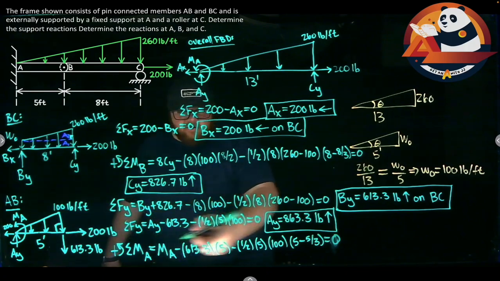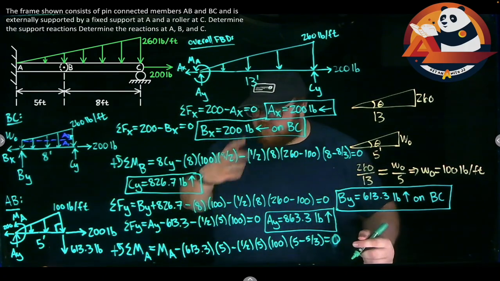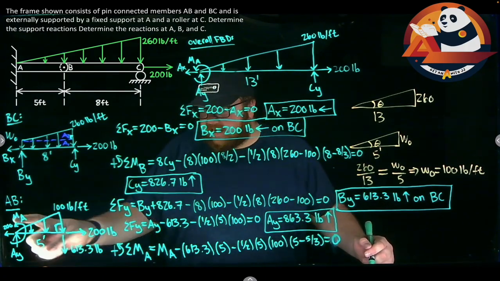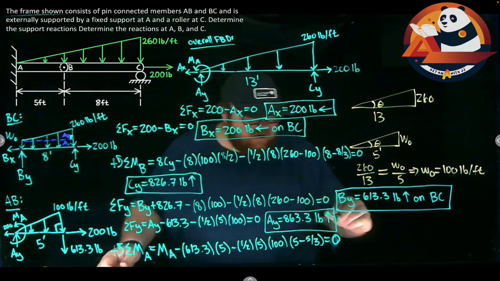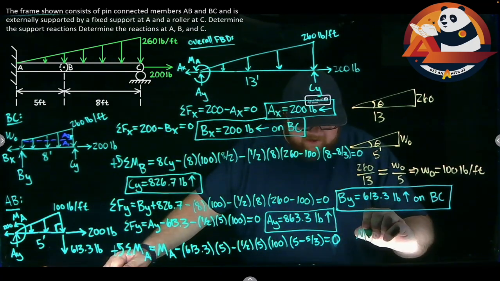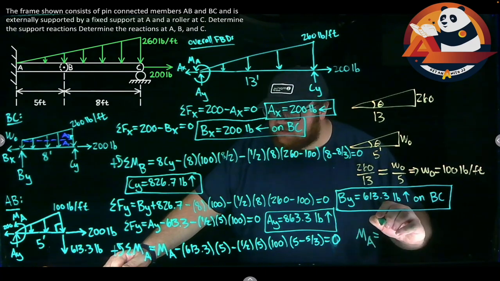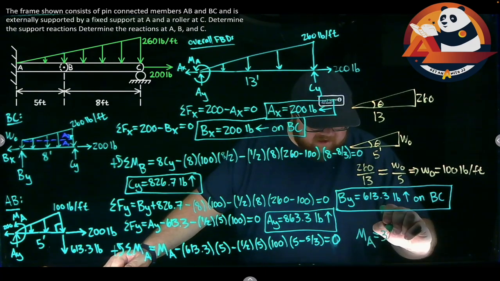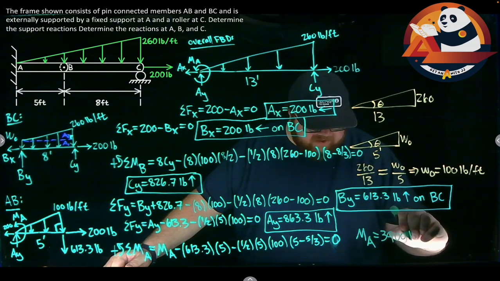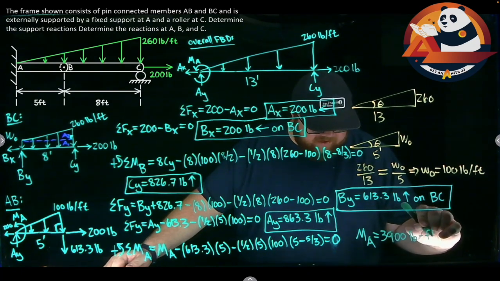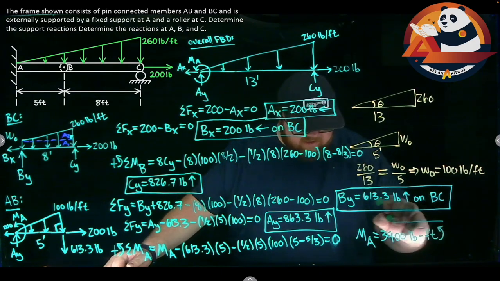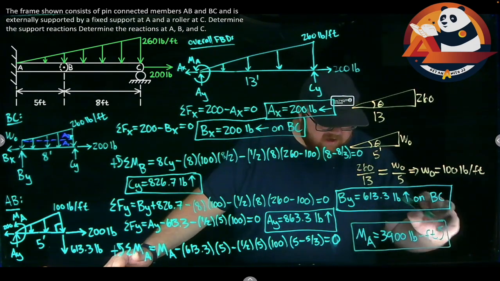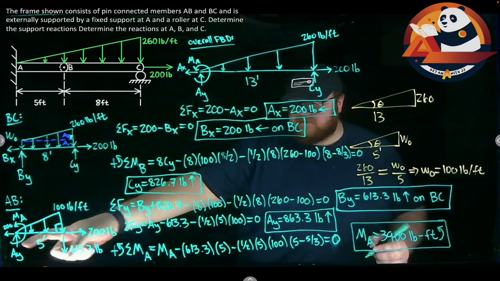MA is my only unknown in this. If I solve for it, I get a positive, which means I guessed the right direction at every point in here, making that consistent assumption. But I'm going to get the MA is 3,900 pound-feet. That's our magnitude. And our direction is counterclockwise for that. We got a positive, so the direction was correct in there.